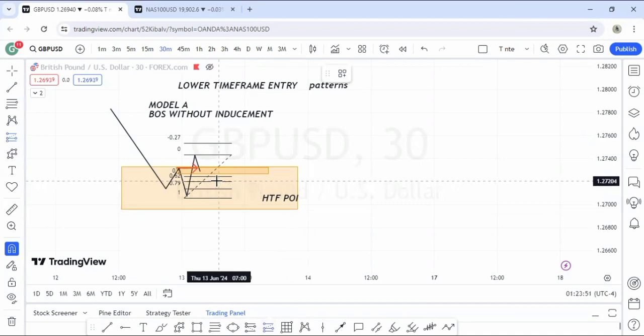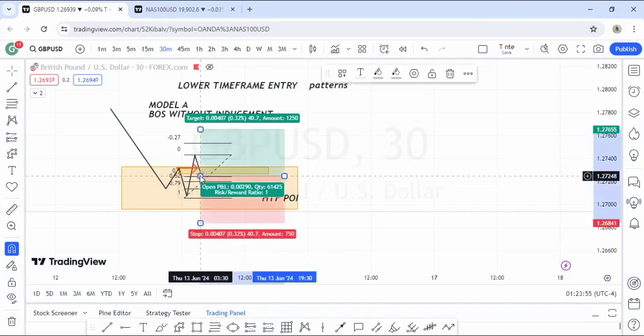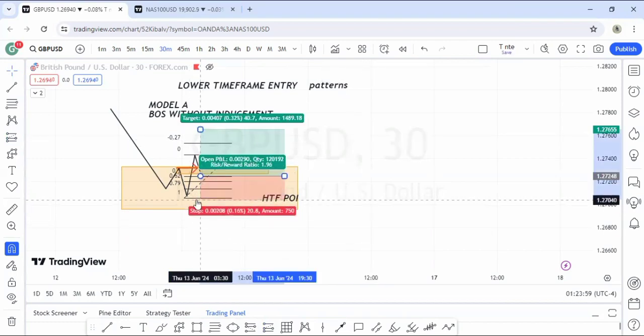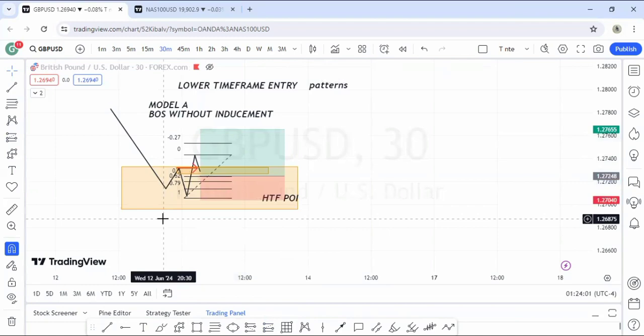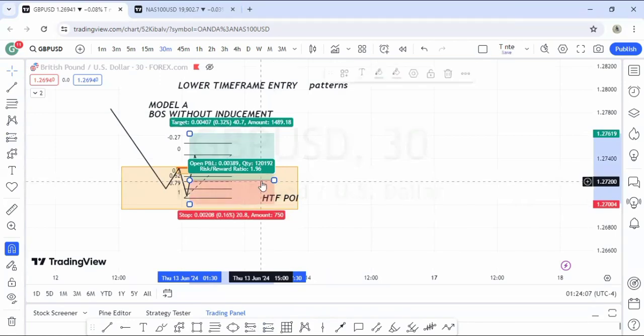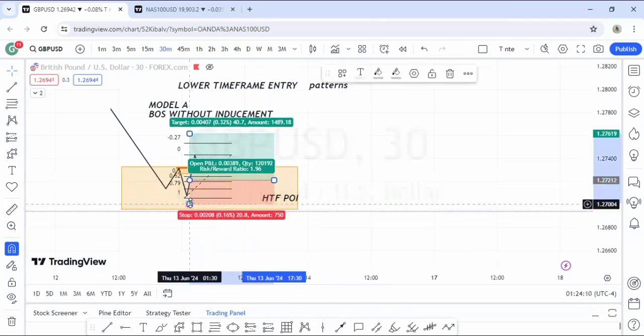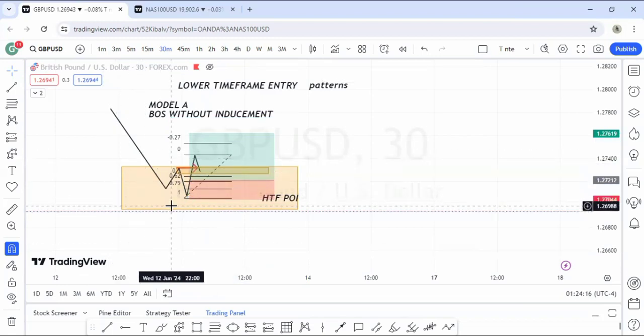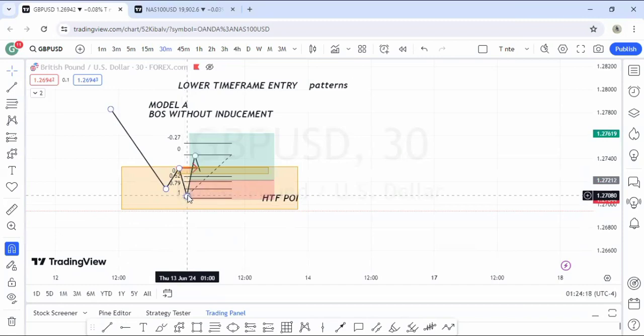I taught you guys about ICT OTE in this teaching. This can be your entry. You can just put your limit at that OTE level and then stop loss below that, and that is all. The purpose of having this is so that you can reduce your stop loss. That's the reason why we have lower time frame entries. Instead of putting your stop loss all the way below the higher time frame POI, you can now move your stop loss below this new low.